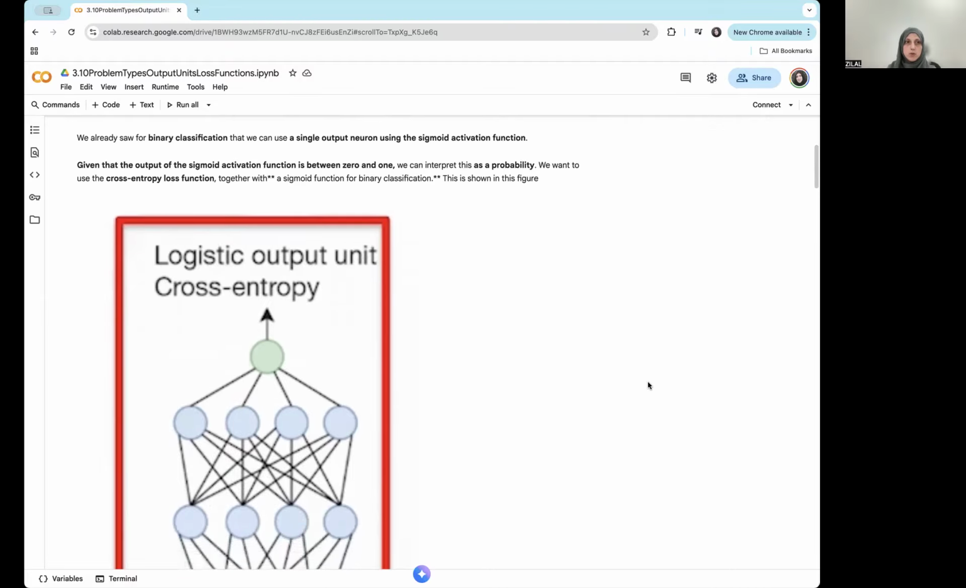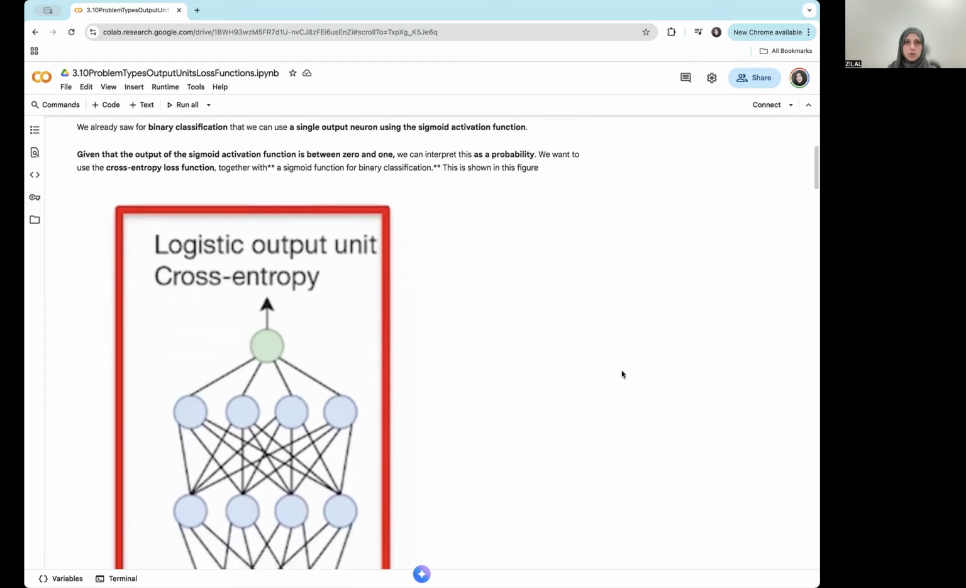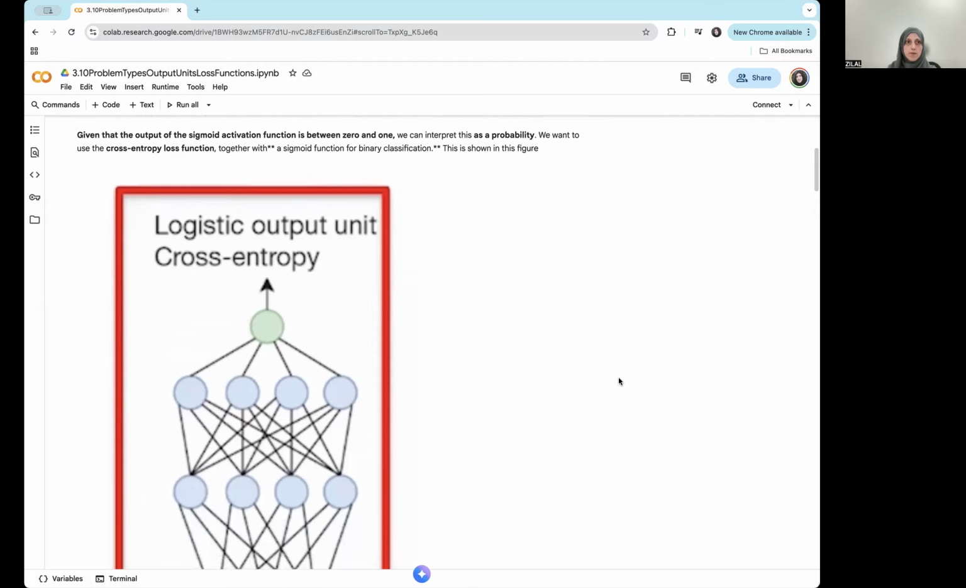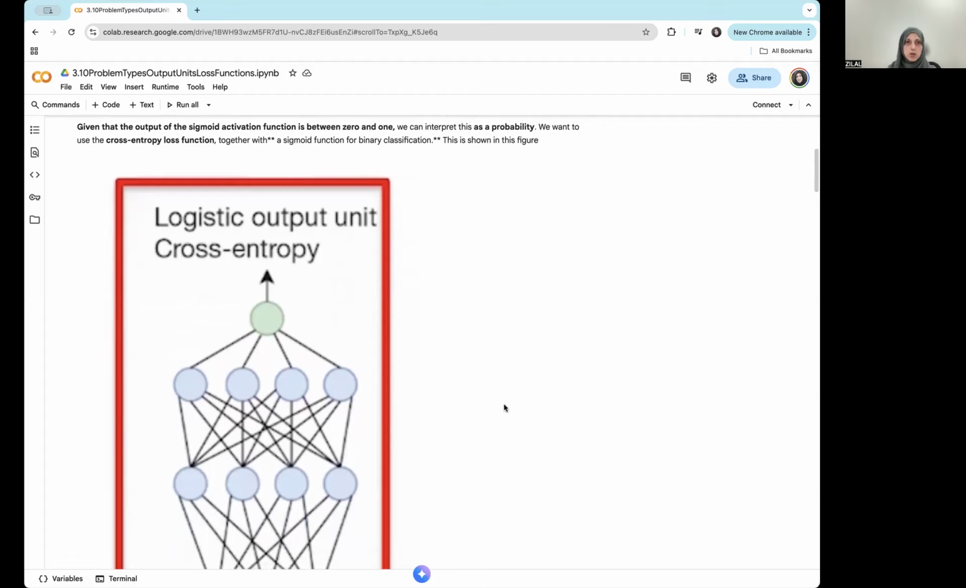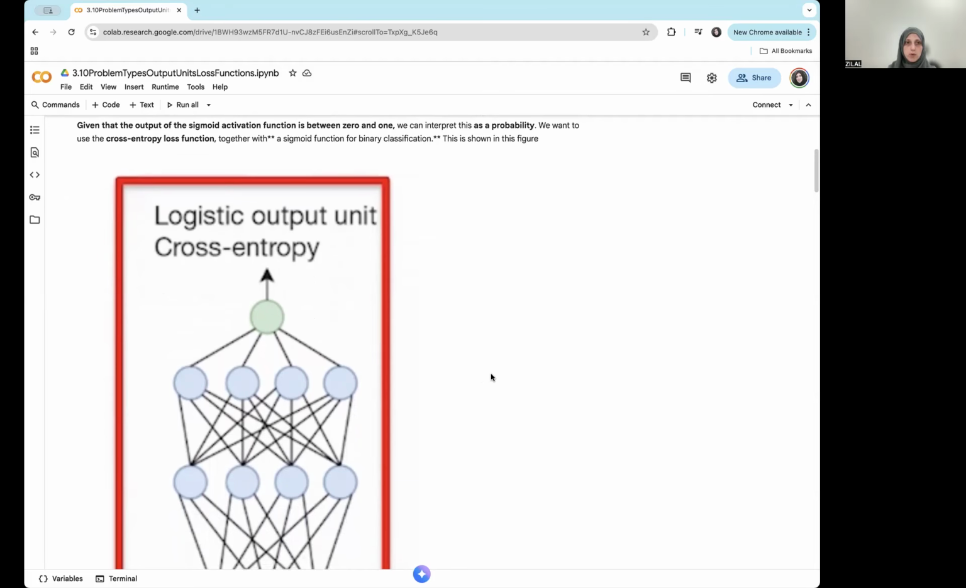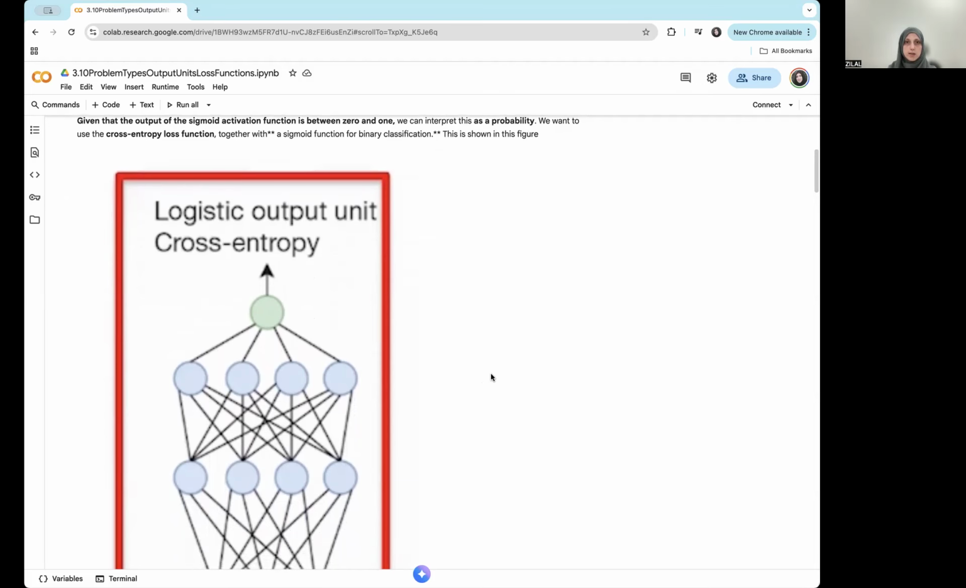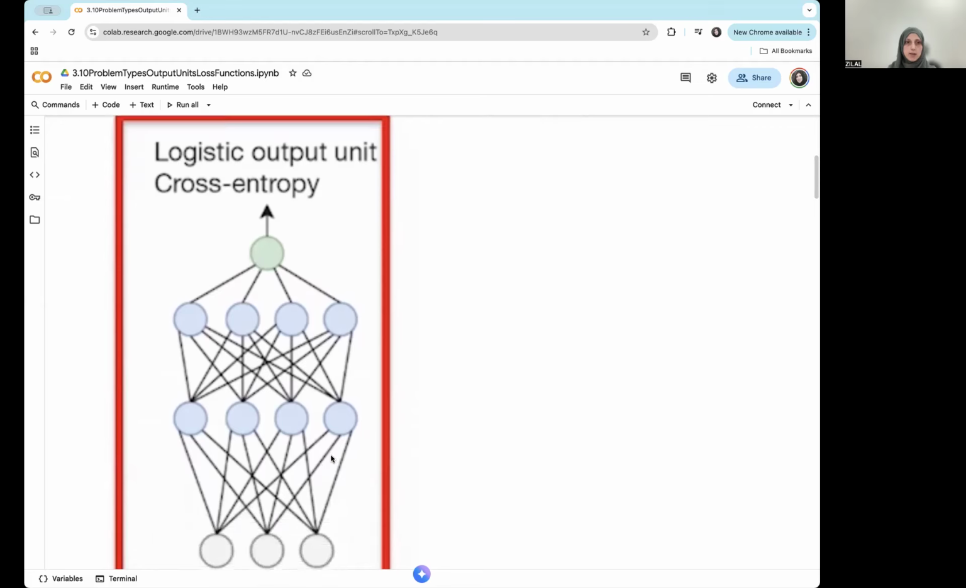We have already seen binary classification. We can use a single output neuron using the sigmoid activation function. Given that the output of the sigmoid activation function is between 0 and 1, we can interpret this as a probability. We want to use the cross-entropy loss function together with the sigmoid function for binary classification, as you can see here in this figure.